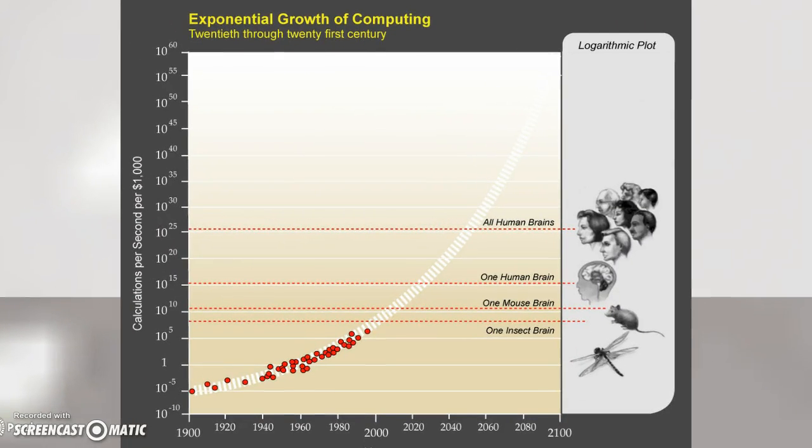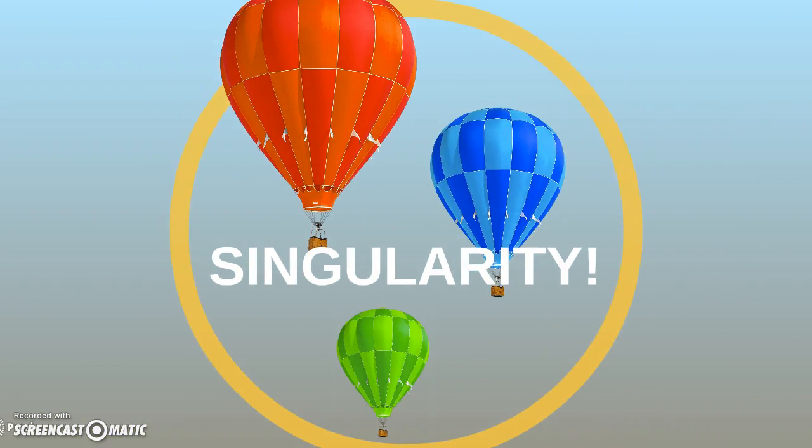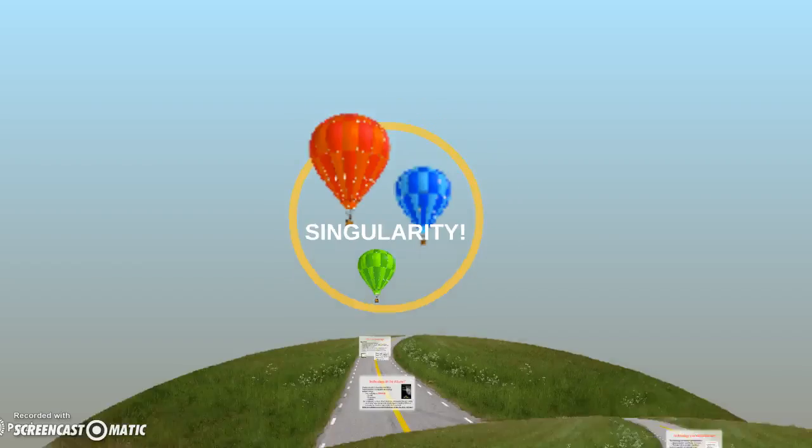And here's a picture of the exponential growth of computing power in the 20th through the 21st century. So you see that we are almost at the point that we have computers that are equivalent to a mouse brain, but in a few years there'll be computers that will be equivalent to a human brain, and then eventually all human brains. And that would be the singularity.